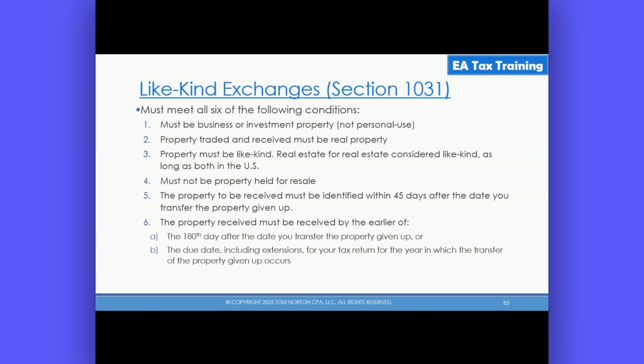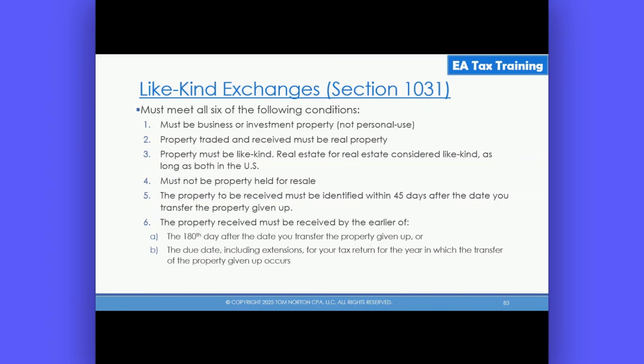Next, the property received must be received by the earlier of the 180th day after the date you transfer the property that's given up, or the due date, including extensions, of your tax return for the year in which the transfer of the property given up occurs. So it's the earlier of those two.